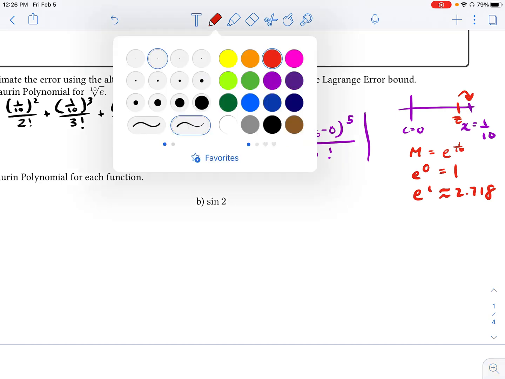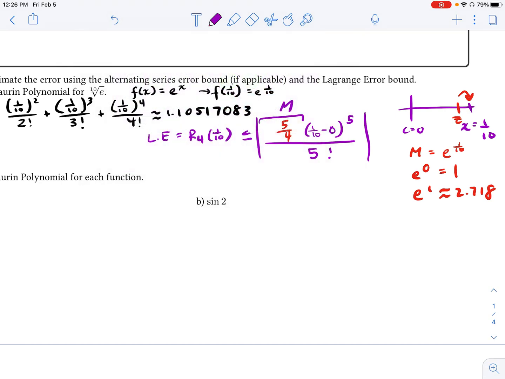So using that value for M, again, I did not stress about what the actual value of z was. I wasn't trying to get it as close to 1 over 10 as possible. I was trying to create an overestimate for what the highest order derivative value at 1/10 would be for this function e to the x. And I just use 5 over 4.